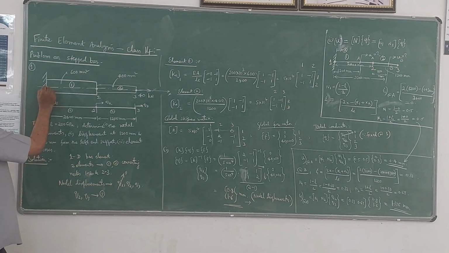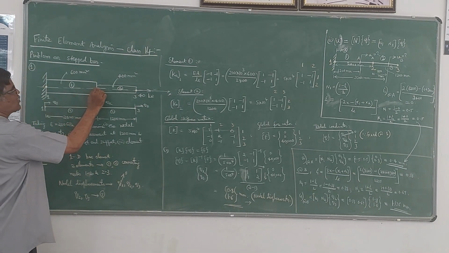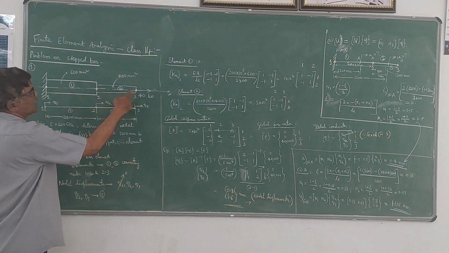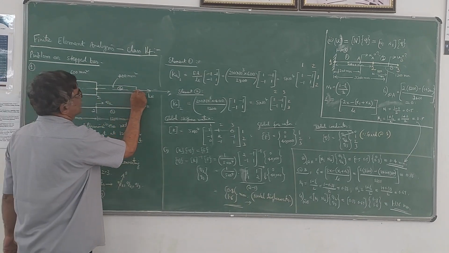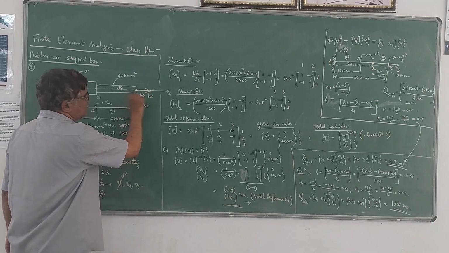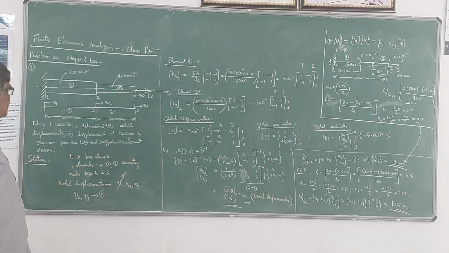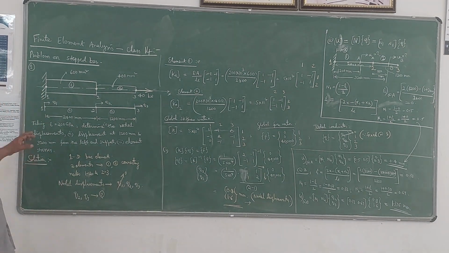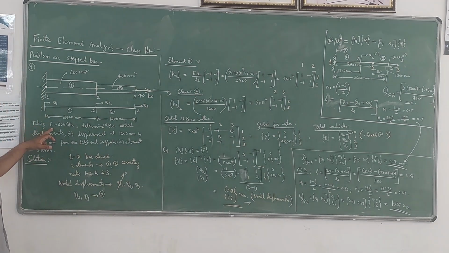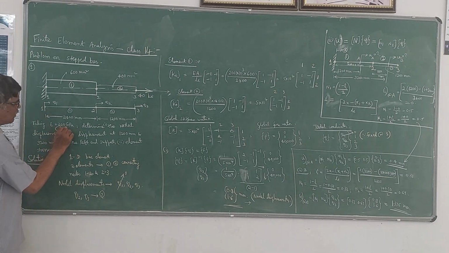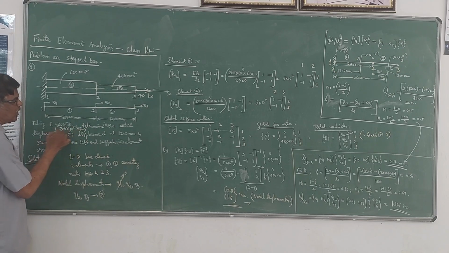Taking three nodes like this: first node is here, second node is here, third node is here. This bar is subjected to a tensile force of 40 kilonewton in this direction, along the x direction. Now the question is, taking Young's modulus as 200 GPa, this 200 GPa can also be written as 200 into 10 power 5 MPa, Newton per millimeter square.